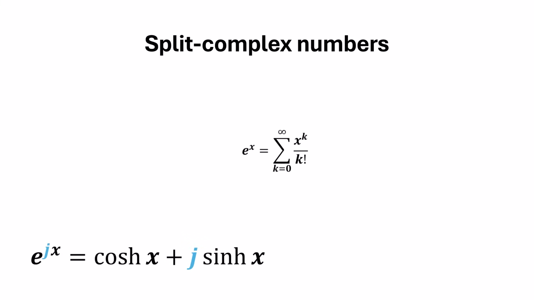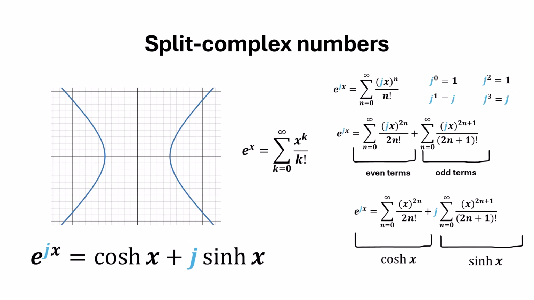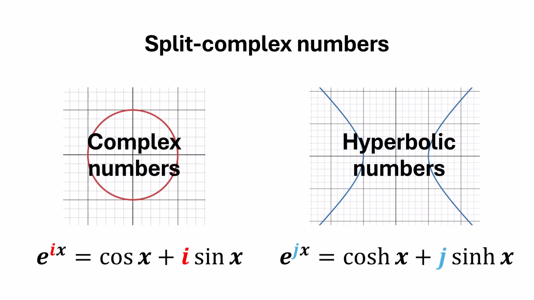Something similar happens with e to the power of j times x. Since there are no alternating positive and negative terms like in the complex case, this expression can be split into the hyperbolic cosine function and the split complex unit times the hyperbolic sine function. The resulting shape traced by the exponential function is a hyperbola. For this reason, split complex numbers are also called hyperbolic numbers.